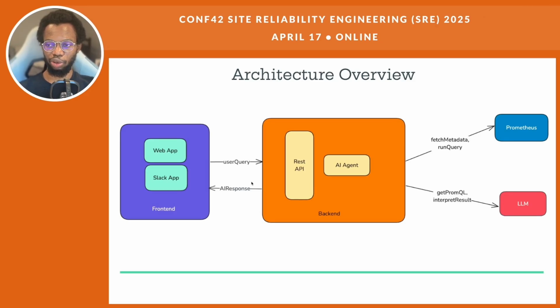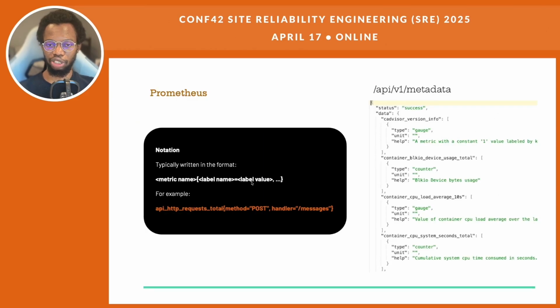We'll be looking at a couple of tools, the key components of the architecture as well. The first one is Prometheus. Again, if you're not familiar with Prometheus, I won't spend too much time diving into it, but you can check it out. What you need to know is that it's a time series data store for metrics, and typically metrics stored in Prometheus have this format where you have the metric name and then you have the labels. In this case, the labels are method and handler, and they have the corresponding values of post and messages. So this is an entry of a metric in Prometheus.